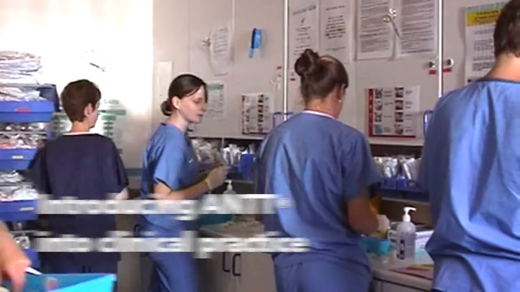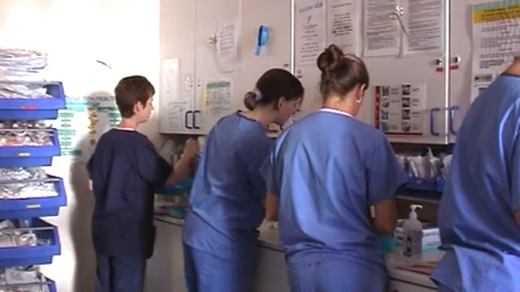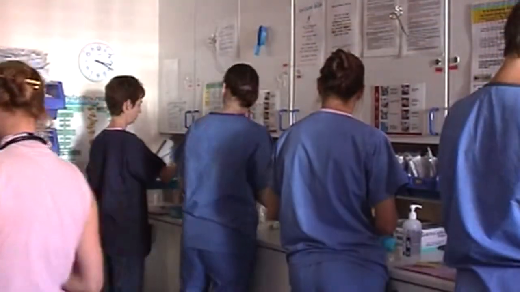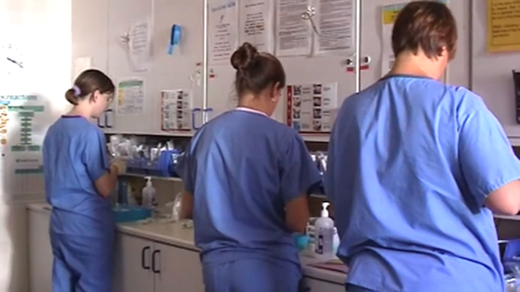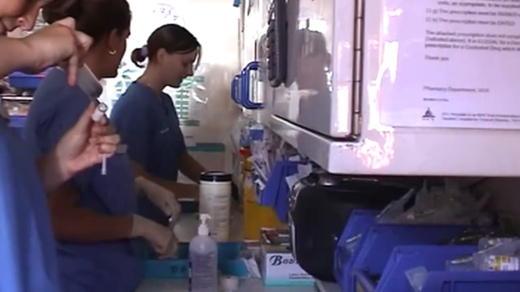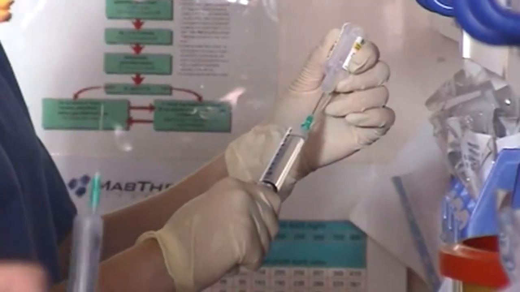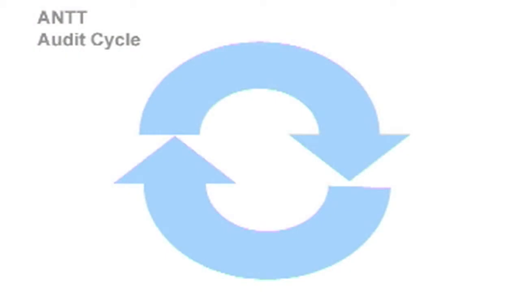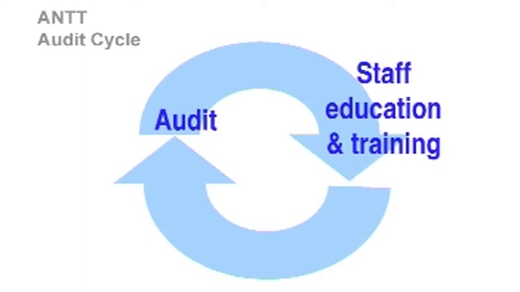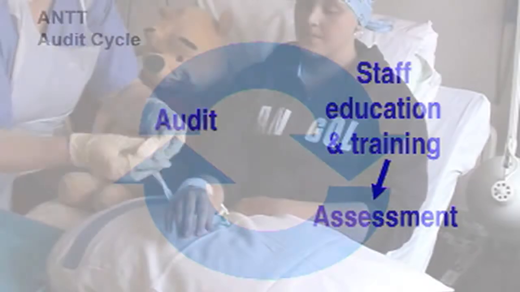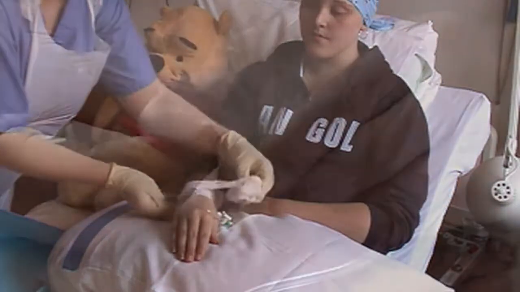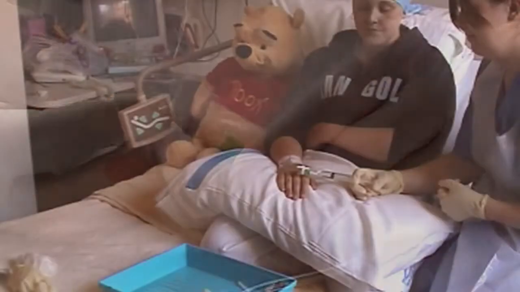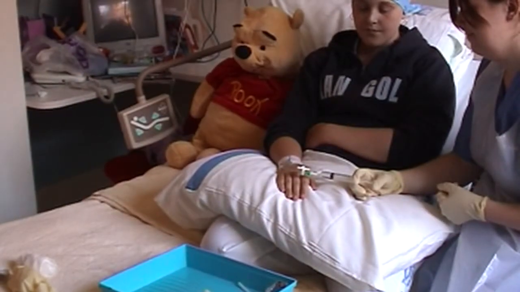The way in which ANTT is introduced is key to its effectiveness. Just declaring ANTT as a policy or displaying a clinical guideline alone is not enough. In order to ensure that standards of ANTT do remain high, ANTT must be introduced as an audit cycle based on at least an annual cycle of audit, staff education and assessment. Research shows that if practice is not monitored and assessed in such a way, then standards will deteriorate and patients will be put at higher risk of acquiring hospital-acquired infection.